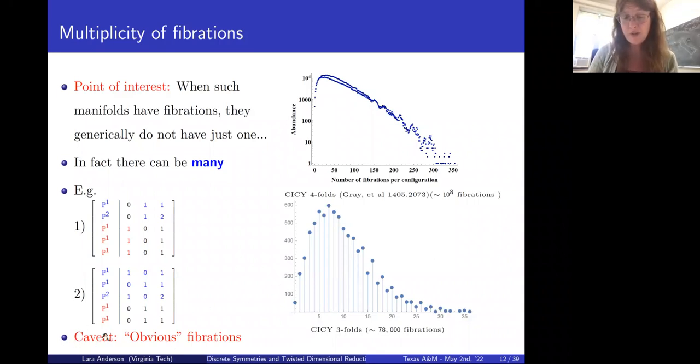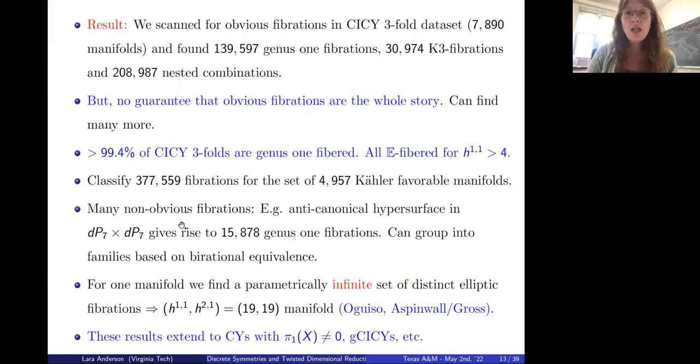The caveat with what I've just described here is that, of course, these are so-called obvious fibration structures. This means that these are things you could just spot from the polynomial degrees of the manifold. It turns out there can be non-obvious fibration structures. I won't go into the details of that today, but you can search for those as well.